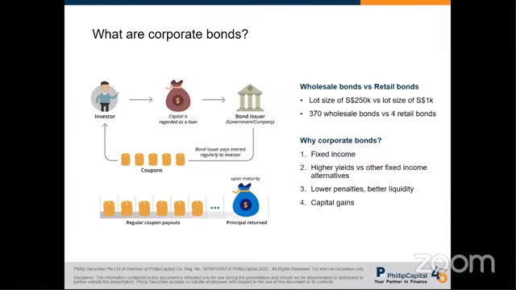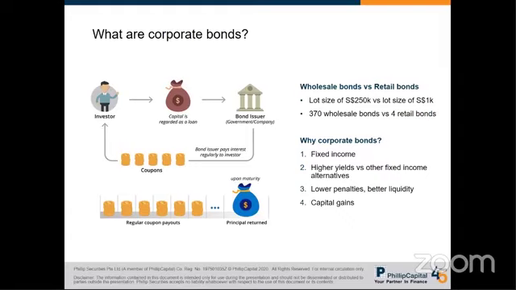So why do people buy corporate bonds? First reason is because of the fixed income. Because you're promised your fixed coupon payments, and then you're promised your principal back, the cash flow visibility is very strong. You get to plan. It's less volatile than stocks in general.